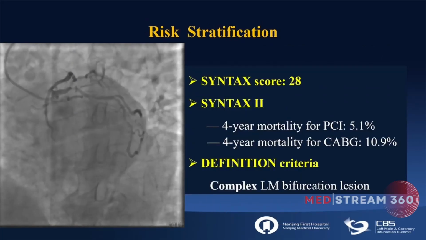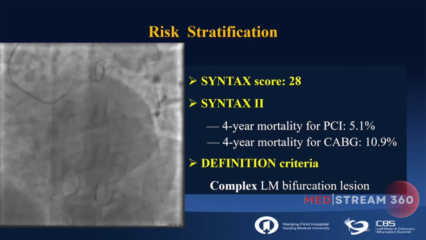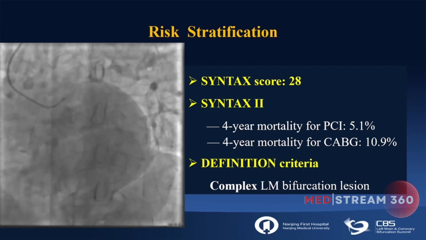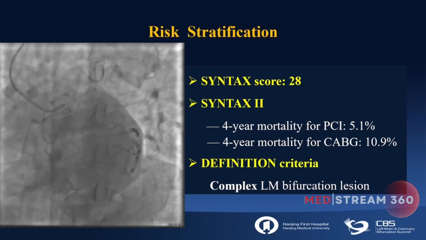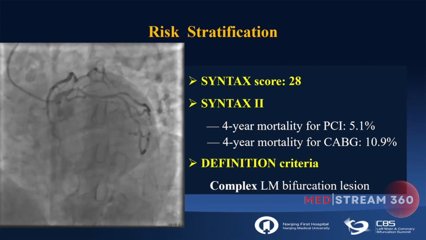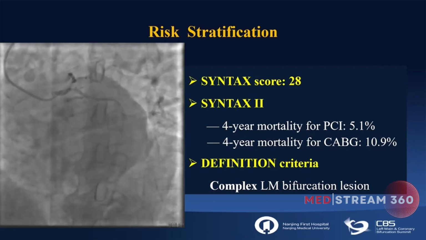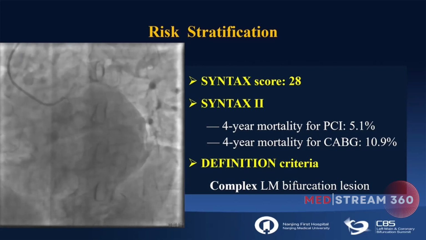Before PCI, we calculate the risk stratification routinely. Syntax score is 28, and the Syntax 2 for PCI, 4 years mortality is 5.1%. For CABG is 10.9%. According to the definition criteria of Professor Chen, the distal left main bifurcation is a complex bifurcation. Next.